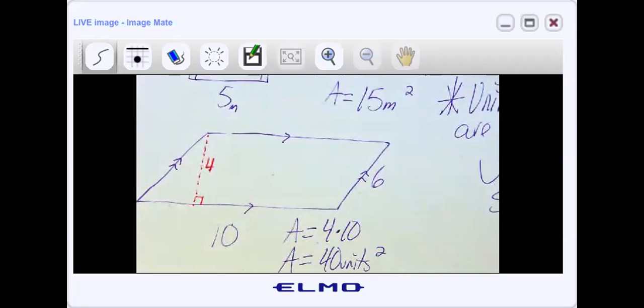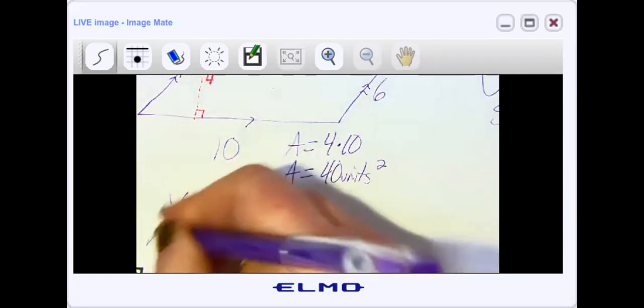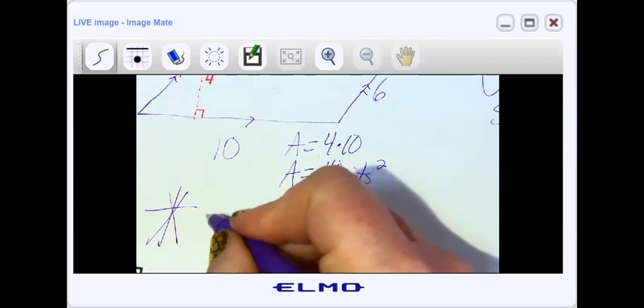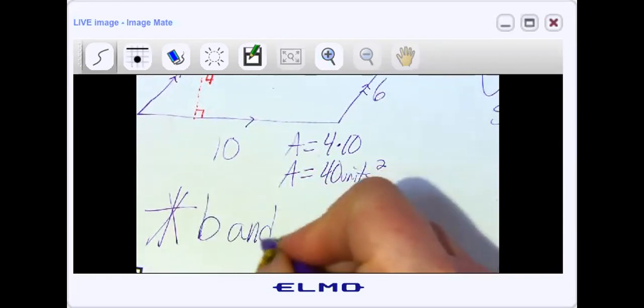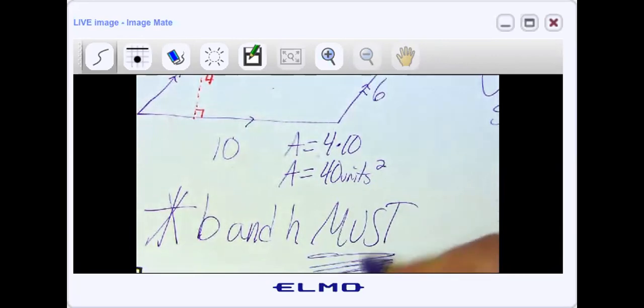Okay, so be careful. I'm going to put a big star because it's super important that the base and the height are always perpendicular to each other. If they are not perpendicular, then you don't have the base and the height.